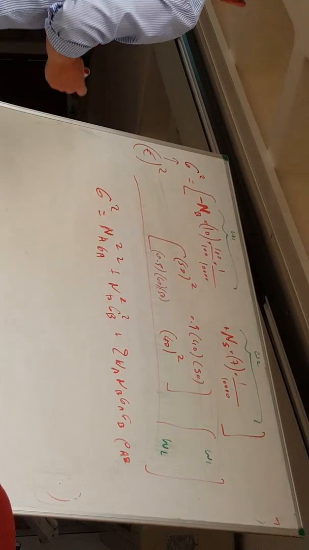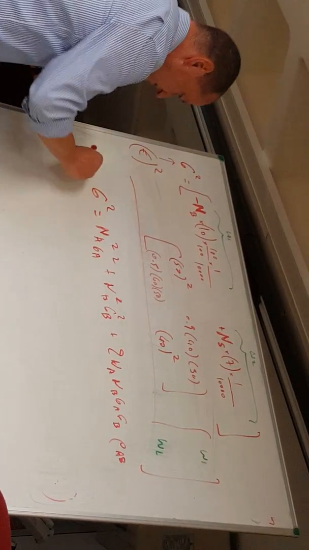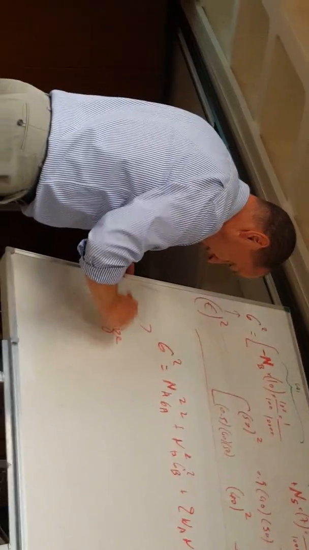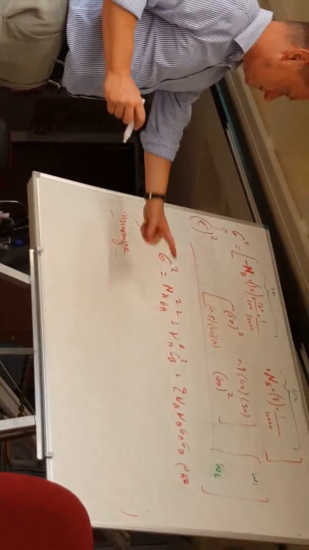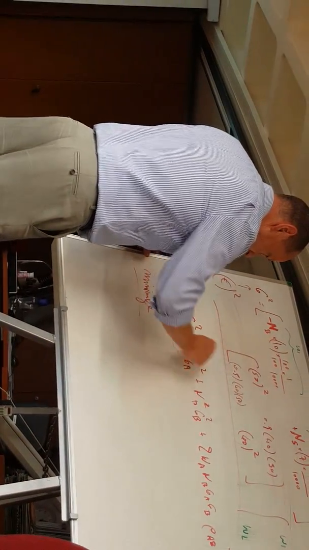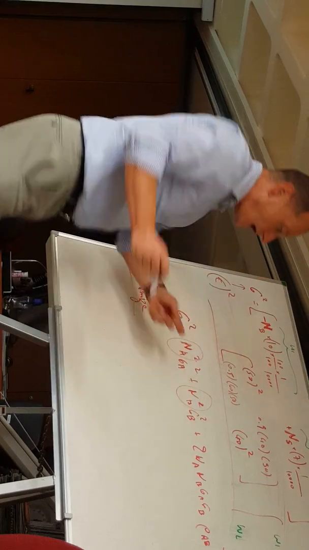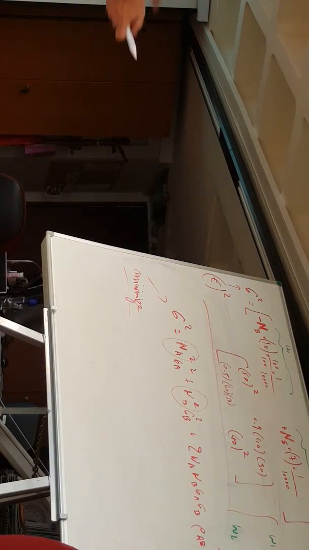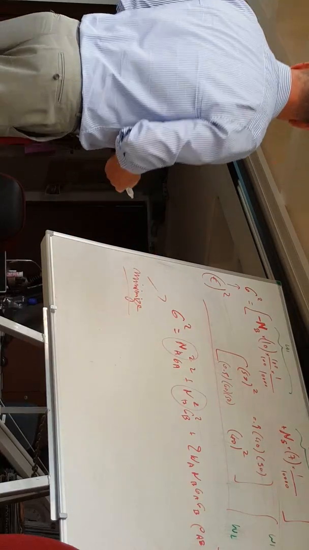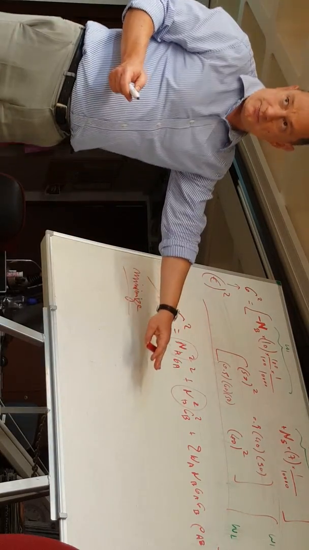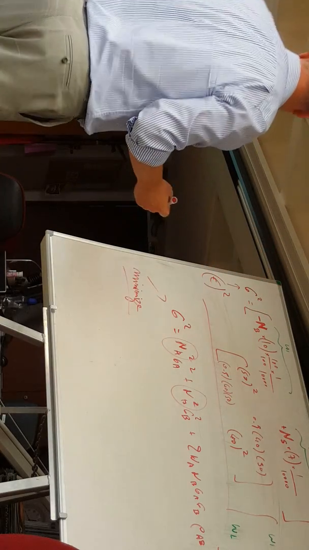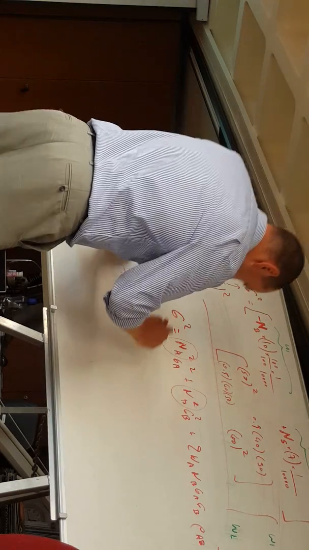What do I want to do? I want to minimize this. So I differentiate with respect to NB, and then I set the derivative to 0. We'll not go through the whole differentiation, but what comes out is the following.